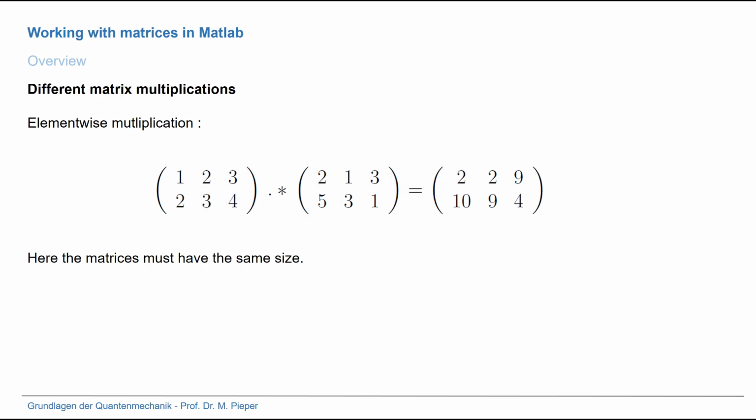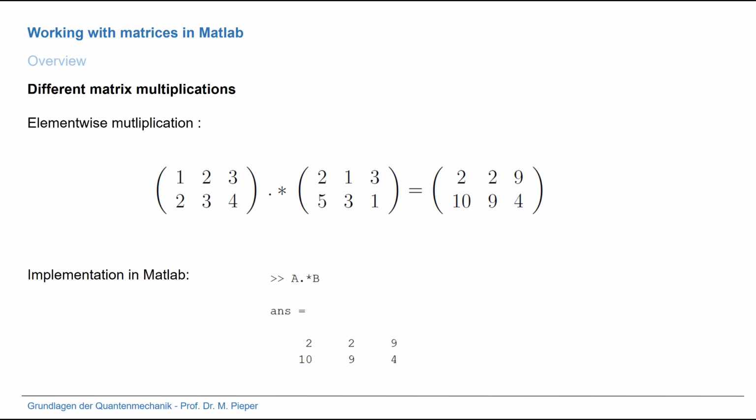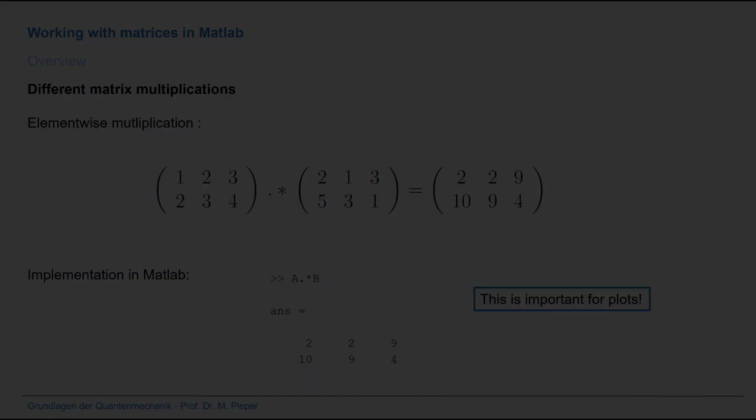So element-wise. Here is the implementation in Matlab. So you do this with a dot in front of the multiplication operator, the star. And always in Matlab, if you have a dot in front of such an operator, it is an element-wise operation. Where do you need this? Element-wise multiplication is typically applied if you want to plot something.